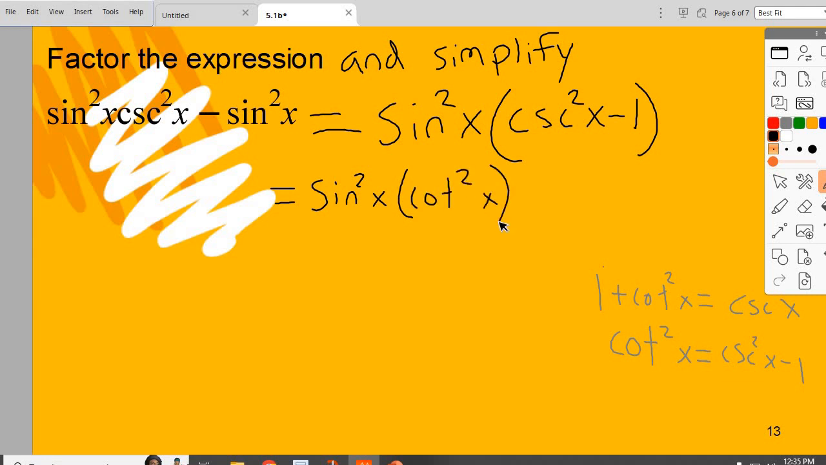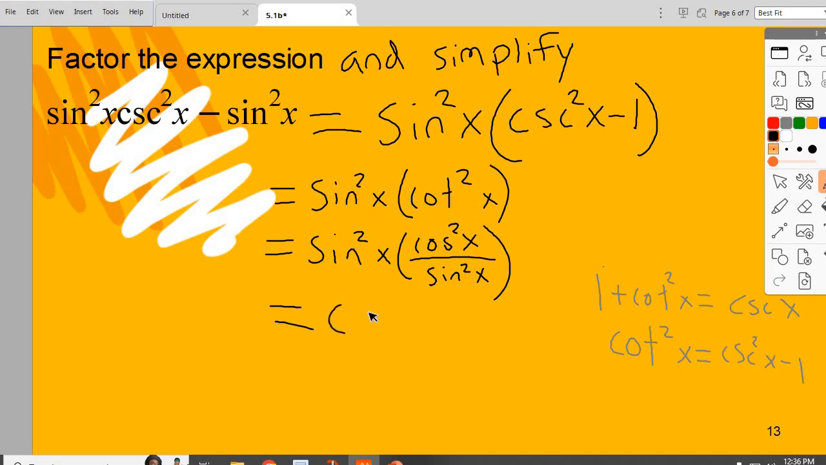Okay. Can we simplify that any further? Yeah. What do we know about cotangent? Agreed. And because my cotangent is squared, both the cosine and the sine have to be squared. So then what are we going to be left with? Cosine squared. Yes? We okay with that?